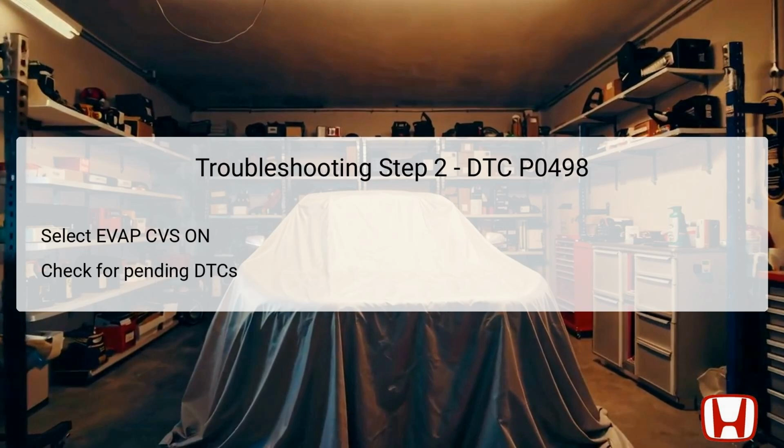If DTC P0498 is indicated at this stage, it signifies that the failure has been duplicated, and you should move on to the next troubleshooting step. On the other hand, if no DTC appears, it could mean the EVAP system is functioning correctly, highlighting the possibility of an intermittent fault. In such cases, a thorough inspection of all connections, particularly at the vent shut valve and the ECM, is advisable.